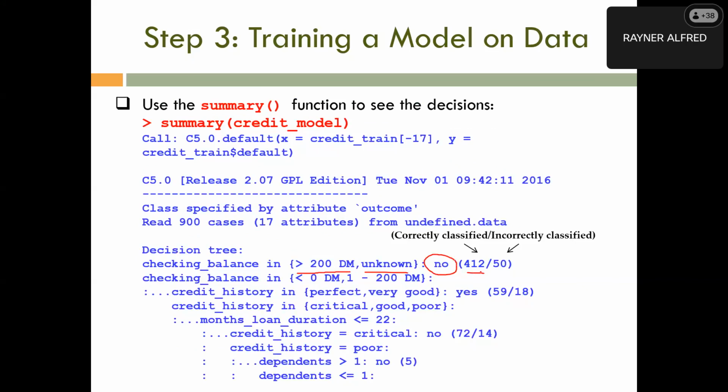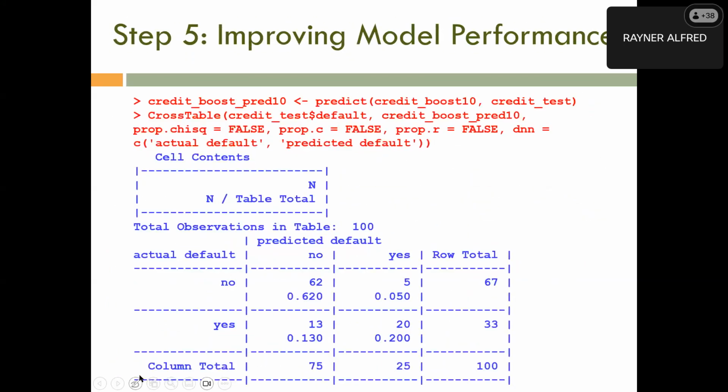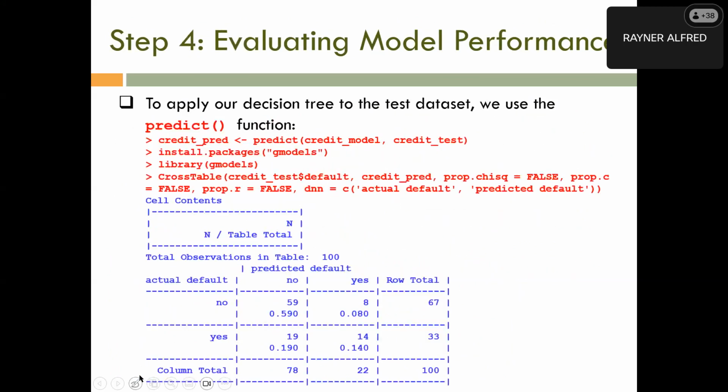This is the number of correctly classified. This is incorrectly classified. Okay, but if your checking balance is less than 0 or in between this, and also your credit history is perfect and very good, then you are likely to default. Okay, but this format is difficult to view, but we can reproduce this using the tree that we constructed before in the logistic regression.